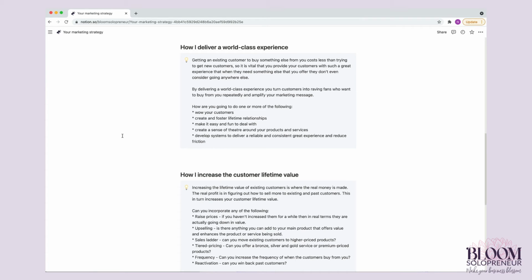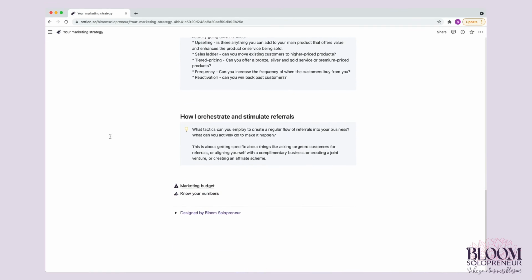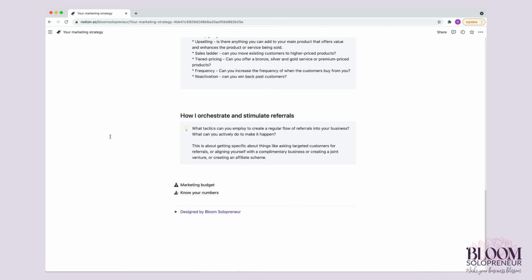So of course you need an influx of new prospects and leads, but once you've got them, you don't want to be losing them. So it's about how you're going to deliver that experience, how you're going to increase the customer lifetime value. So thinking about what products you could offer that add on to existing products so that you can gain more from those customers. And then finally, what mechanism, what approach you can take to get referrals from your existing customers.